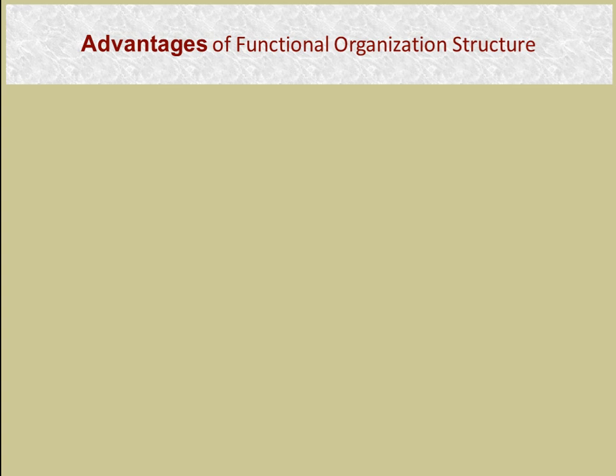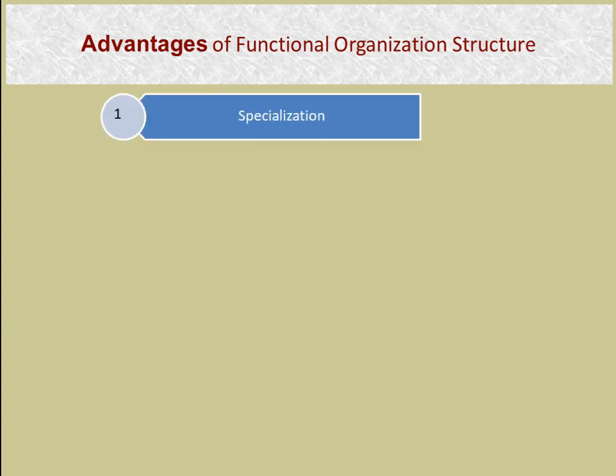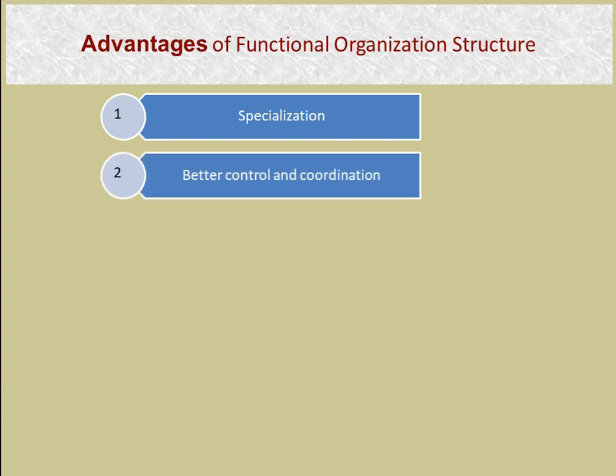So, what are the advantages of this functional structure? First one, it gives specialization. I am doing the planning only, so I am very expert in the planning function, and the person in the production department is also very good in his activities, and we get those advantages. Next one is better control and coordination. We have to do one particular stream only, so we get better control and coordination in that particular area.